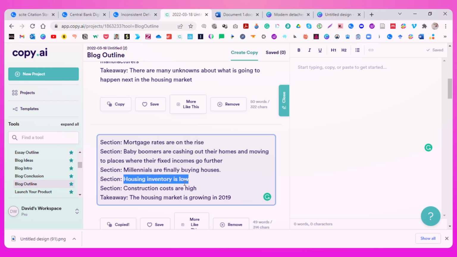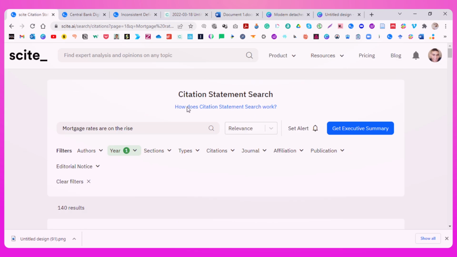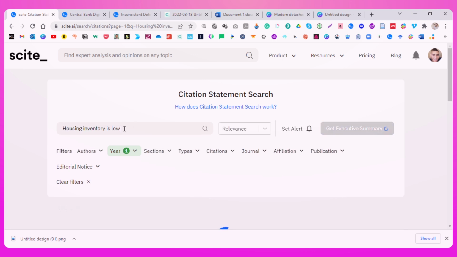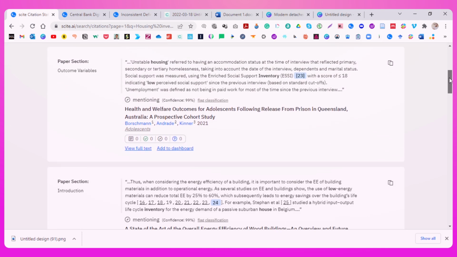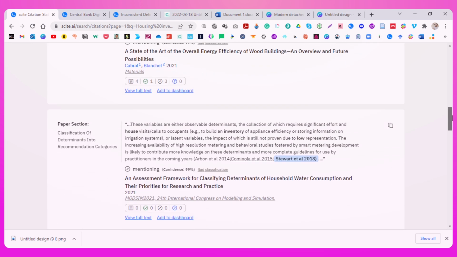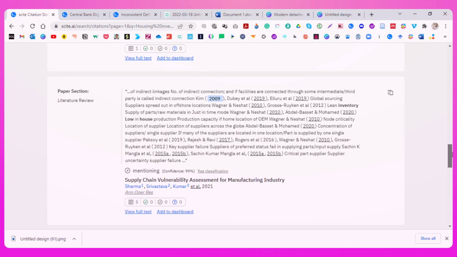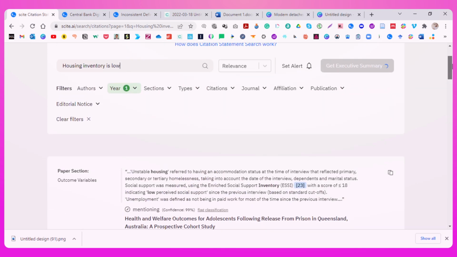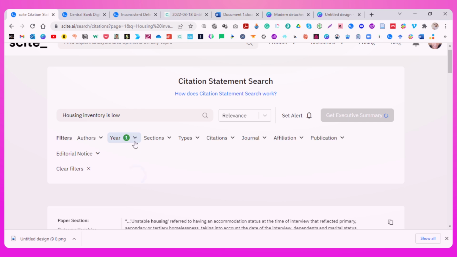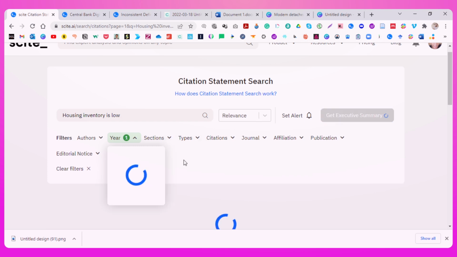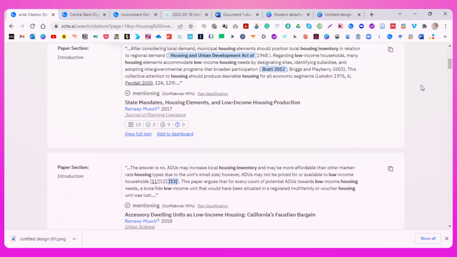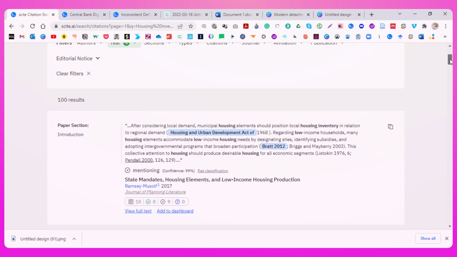Housing inventory is low. This seems true if I'm going to speculate, but we need the data to back what we are assuming. So we're going to take a look. And again, this is based off the last year, and that could be a limitation. Maybe I might need to open it up to more recent times. And this one doesn't have much information at all. So what I'm going to do is open it up to 2017 and see if there's any more details that we can utilize. Okay, 100 results.